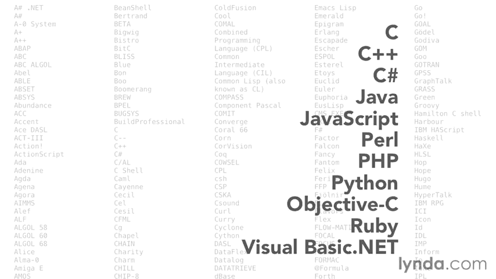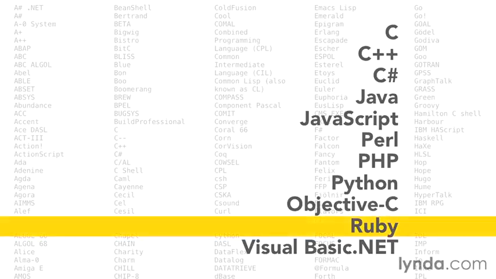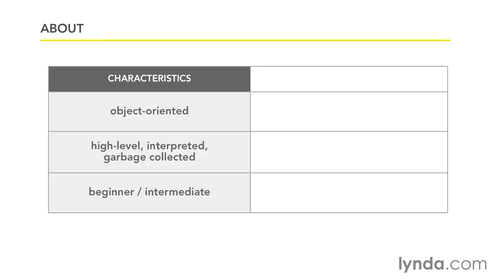Let's take a look at one of the newer languages on the list, Ruby. This was developed in Japan in the mid-1990s, and most people would consider it a very pure, object-oriented language. In Ruby, everything is an object, even variables that might be considered primitives in other languages like booleans or integers. Everything's an object. It's a high-level, garbage-collected language.